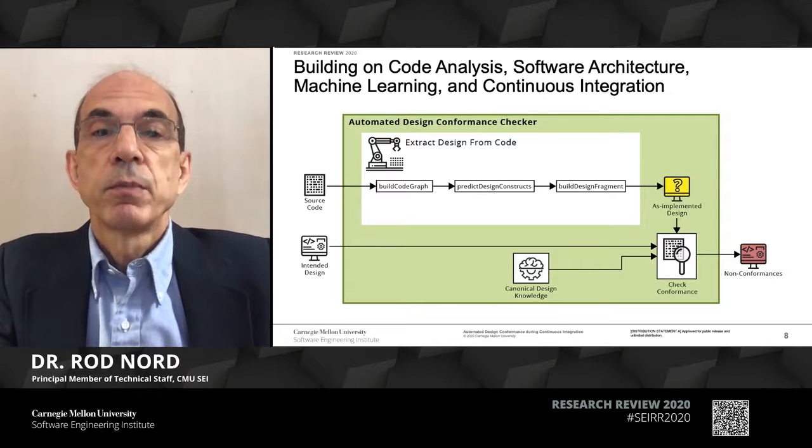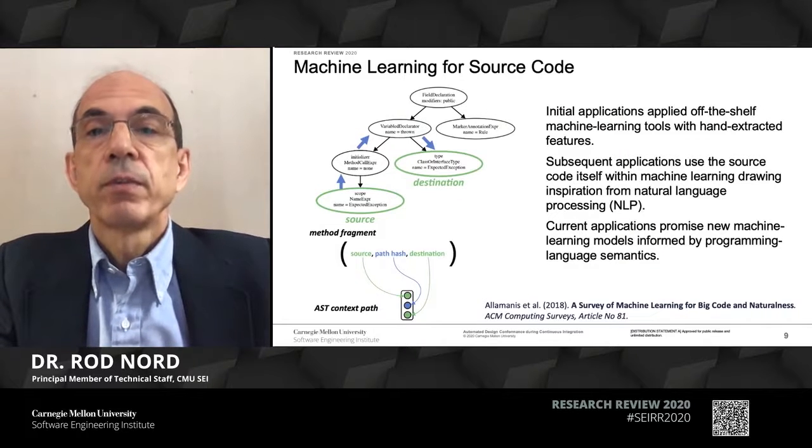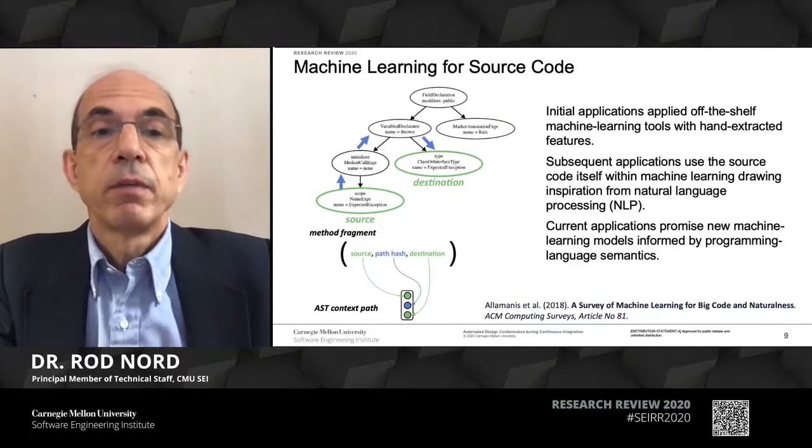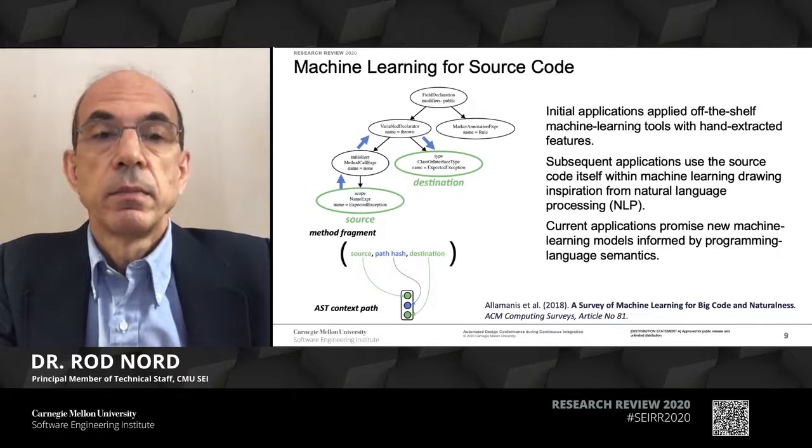The central research of this project is extracting design from code, using machine learning to recognize abstractions commonly used in software architecture. A recent survey on machine learning from code characterizes 3 waves of progress. Initial applications applied off-the-shelf machine learning tools with hand-extracted features, rather than being learned from representative code. These tend to be rule-based and tailored toward detailed design elements. This approach is limited by features used to represent code and doesn't scale.